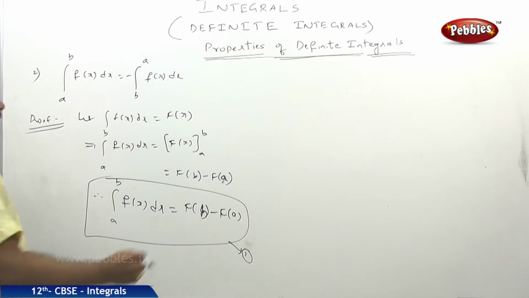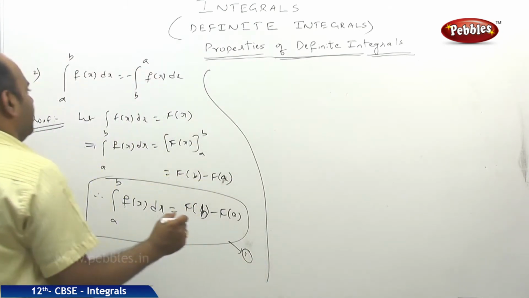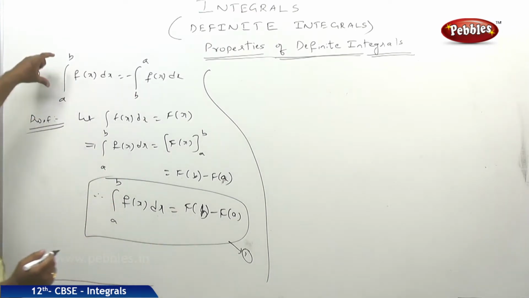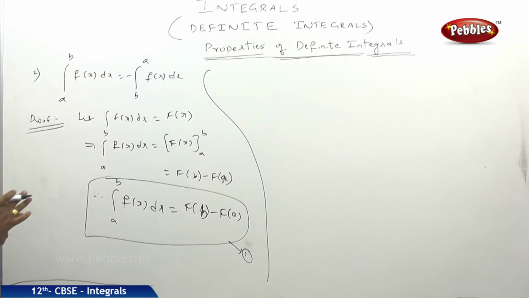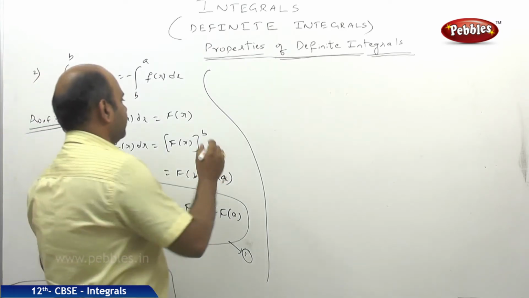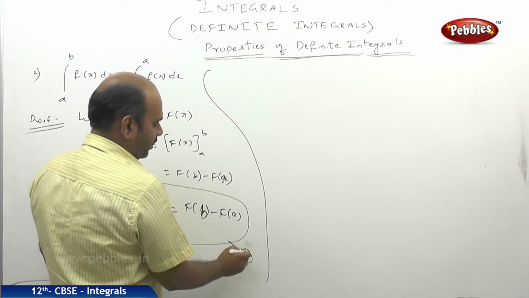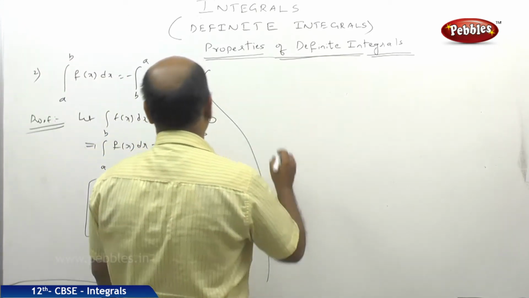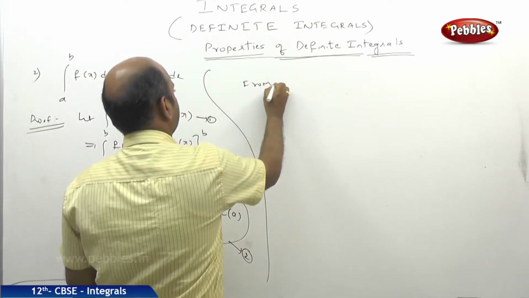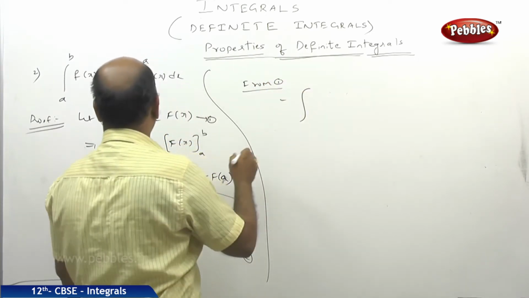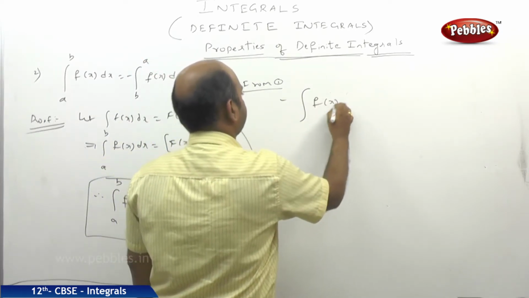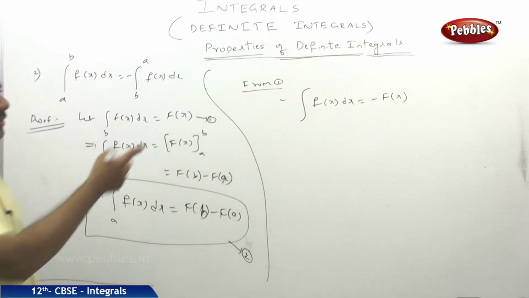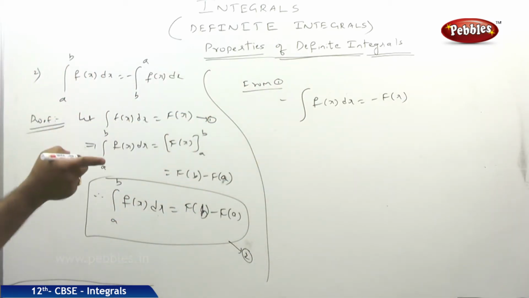Now see here, this is the value we got on simplifying the left hand side. If I call this as 2 and that as 1, now from 1, if I multiply by minus on both sides, that means minus of integral f of x dx, finally we will be getting F of x, because integral of f of x dx is capital F of x.